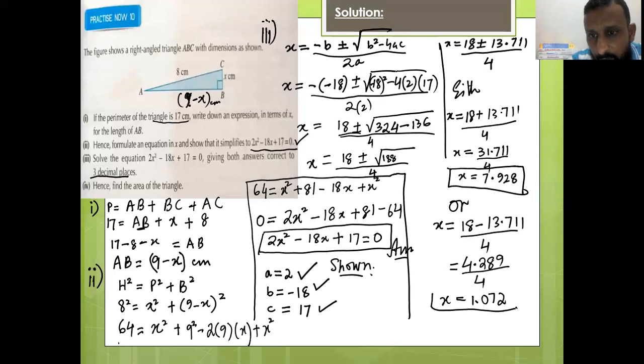Okay, so this is another answer. This was the first answer. This is the second answer. What I did, they ask us to solve this equation.